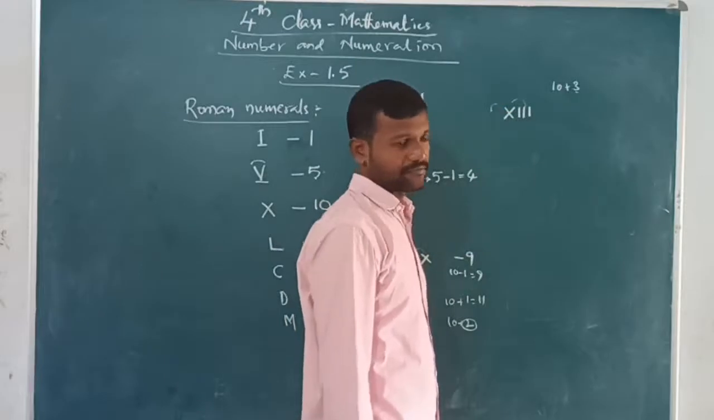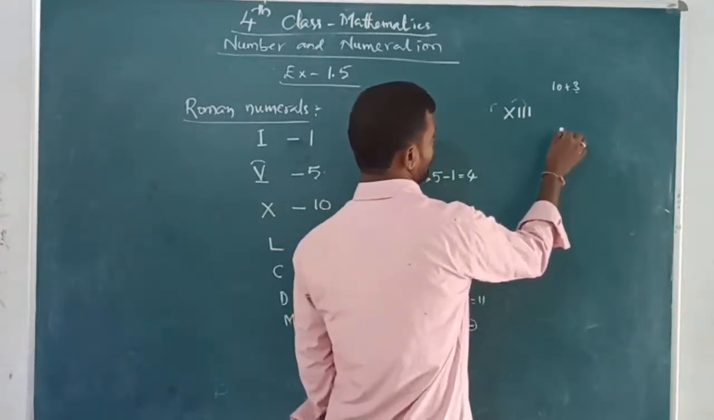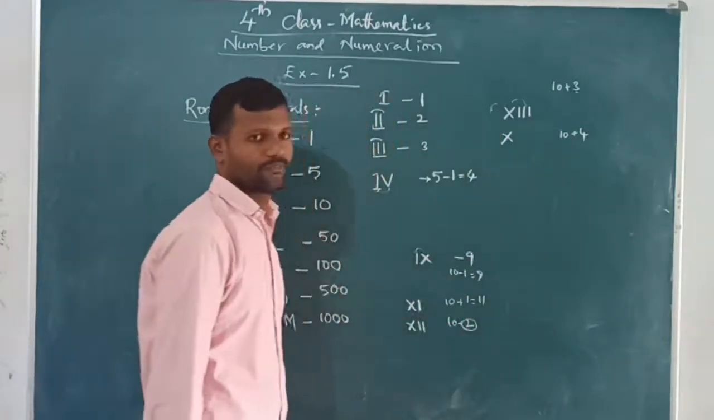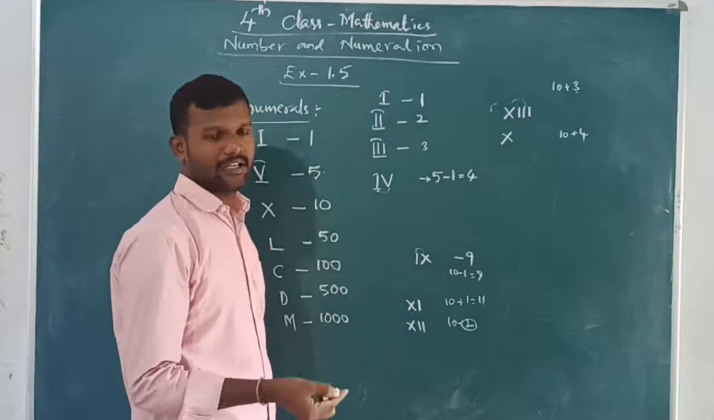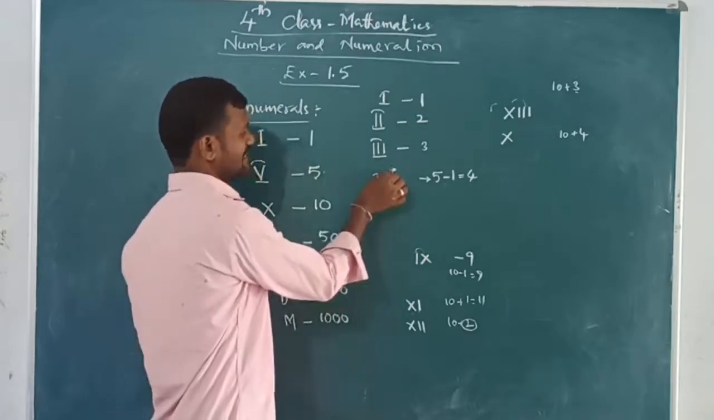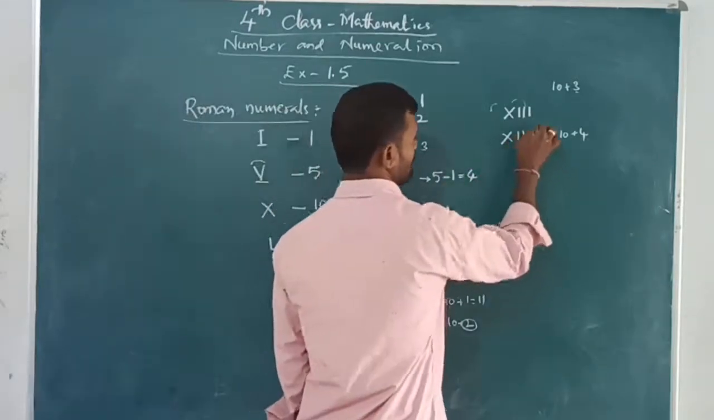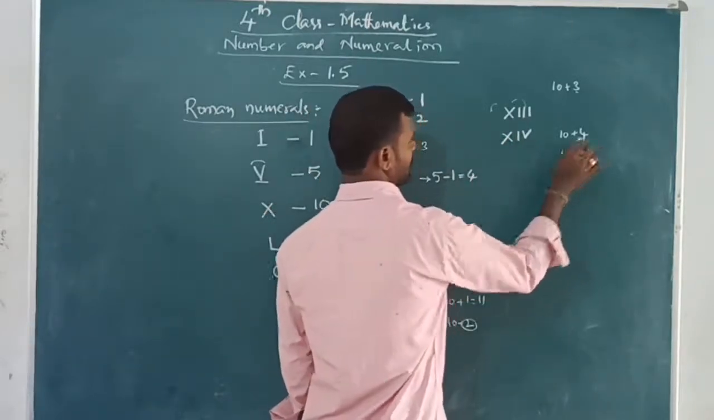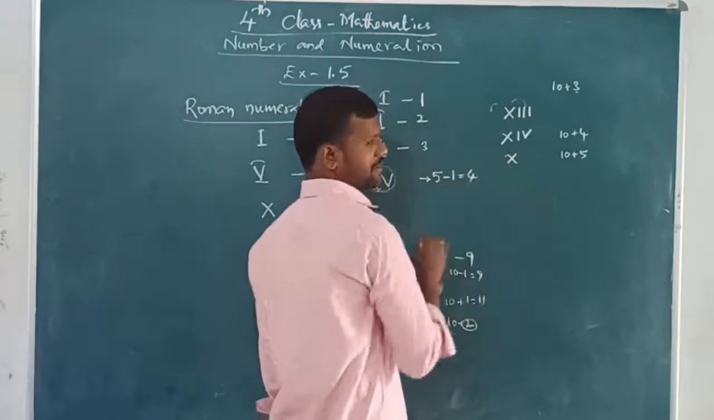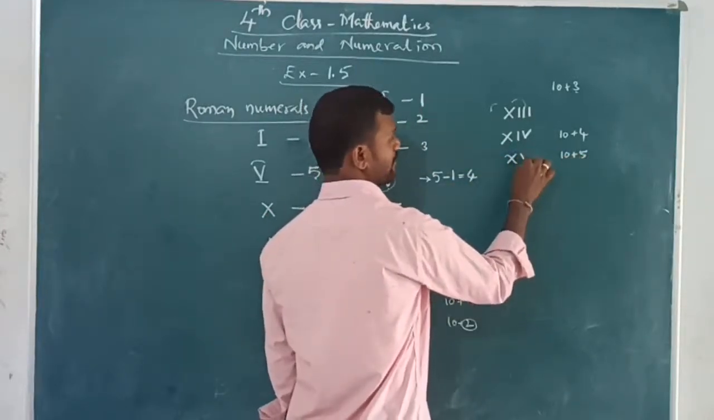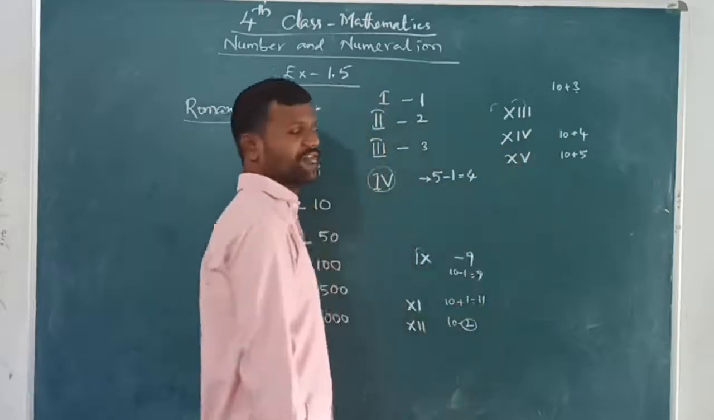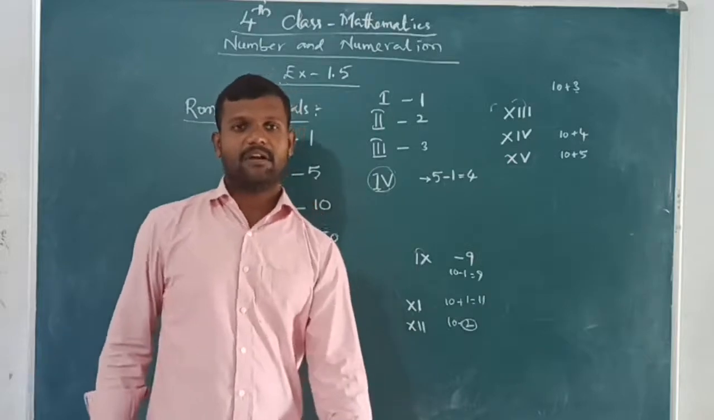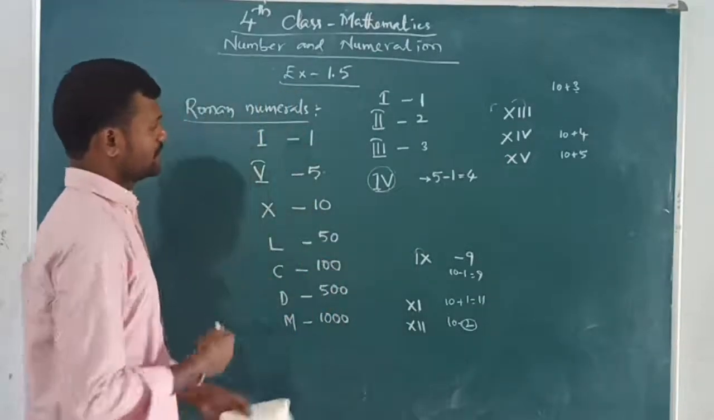This is 13. Next 14. How can we write it? 10 plus 4. So first you should write 10, and next 4. So here you have to write 4 like this. Next 15. 15 means 10 plus 5. So write X, this is 10, and 5 means V. This XV means 15. In the same way, we have to continue up to hundreds or thousands, whatever it is.